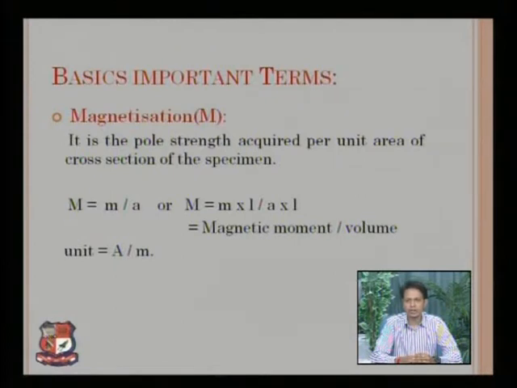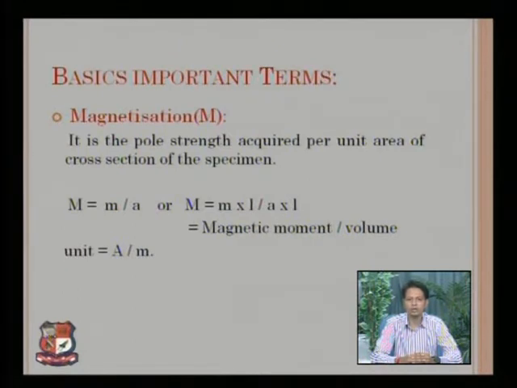Magnetization actually describes whether a material is getting magnetized or not. Let us move towards the magnetization. Magnetization can be represented by the symbol capital M. It is the pole strength acquired per unit area of cross section of the specimen. I repeat, it is the pole strength acquired per unit area of cross section of the specimen.